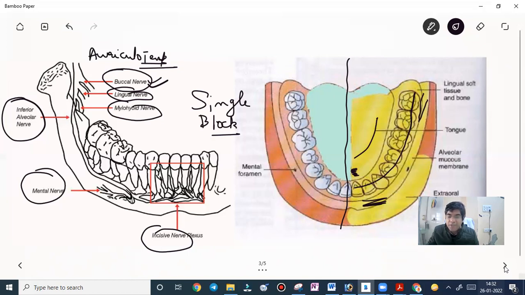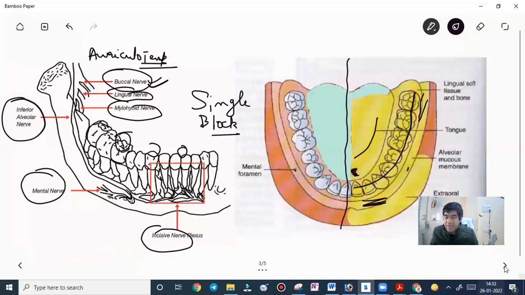Now, where should Gow Gates be indicated, where should we give the Gow Gates technique? It is indicated when we have to perform multiple procedures on the mandibular teeth. We give a single anesthesia that has the power to block all the nerves.